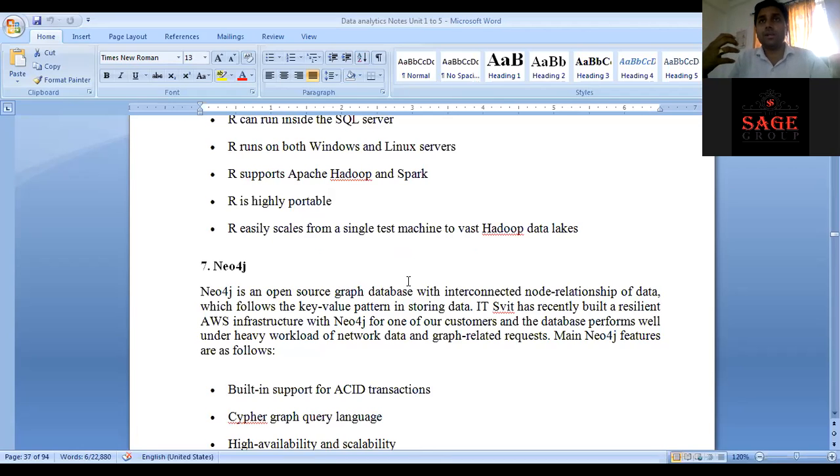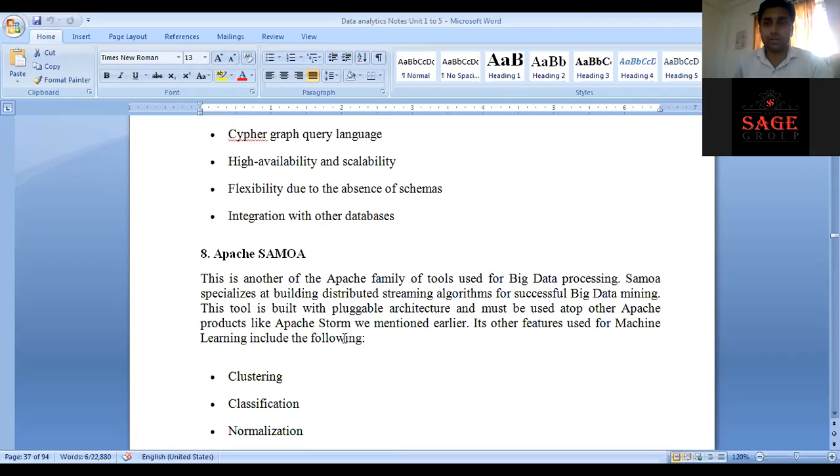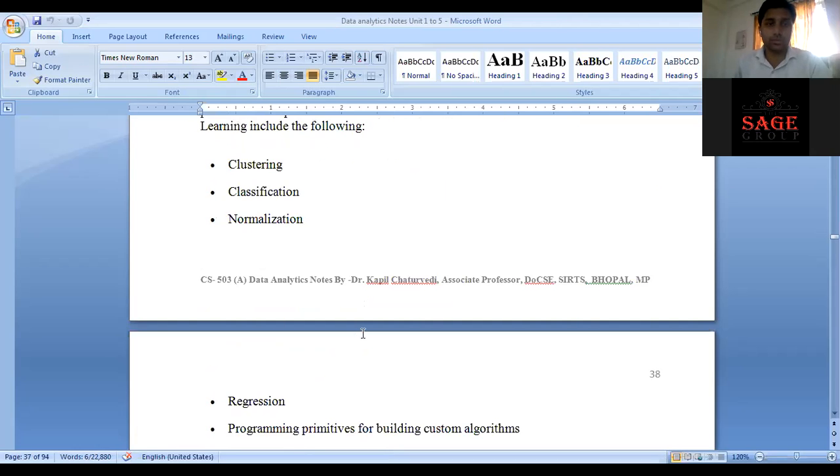So how will we understand what kind of tools we have to use? To understand that, you will have to study in detail each and every tool, what is the actual functioning of that tool, and where we should use it, on what kind of data we should use what kind of tool.